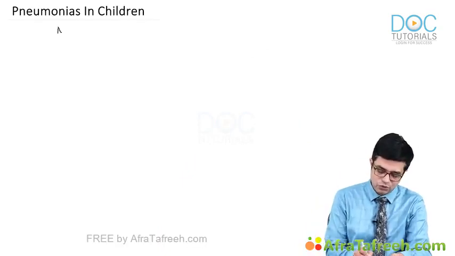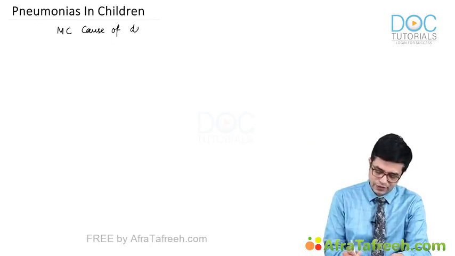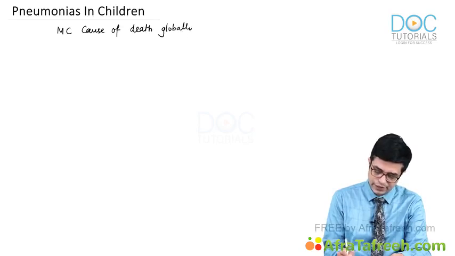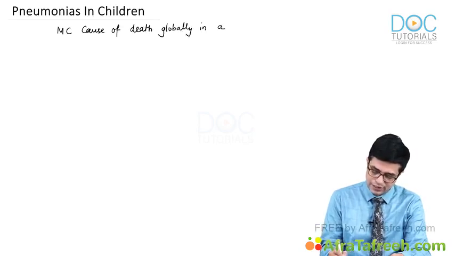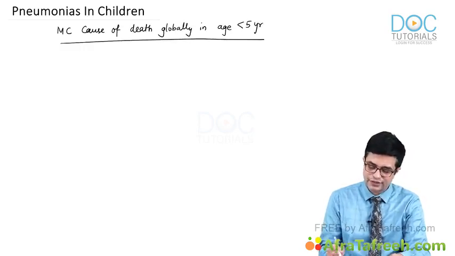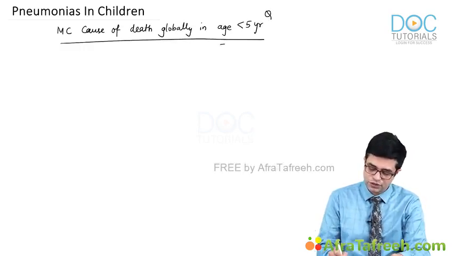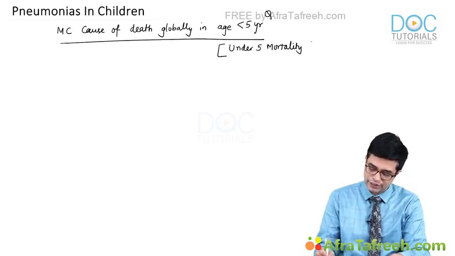So pneumonias in children, first of all, the first thing that you need to know is that they are the most common cause of death worldwide, globally, in children less than 5 years of age. This thing can be asked as an MCQ. What is the most common cause of under 5 mortality rate worldwide? The most common cause of under 5 mortality rate worldwide is pneumonias.